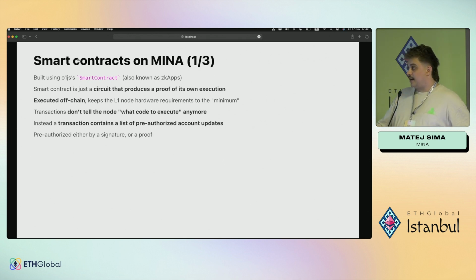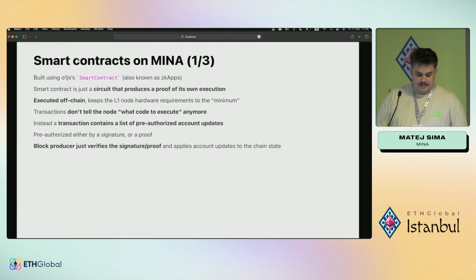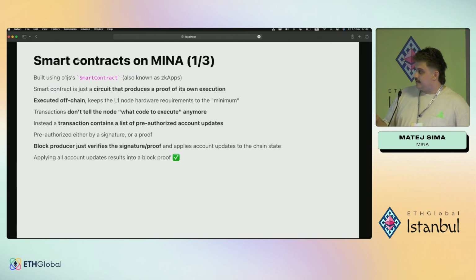In the concept of the L1, those are called account updates. The account updates are then authorized by the proof of execution of the contract, or they can also be authorized by a signature, but that's less interesting. Then the block producer only verifies the proof of execution of the contract and applies the changes to the chain state that need to happen on the L1. After the block producer applies all of these account updates or state transitions, you end up having a new block which has a new global chain state.